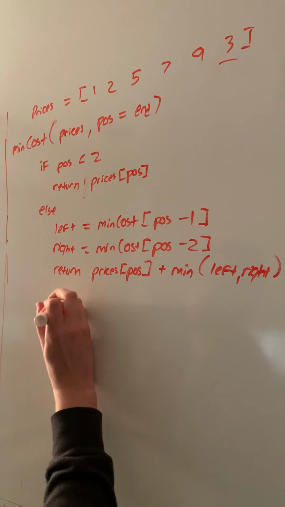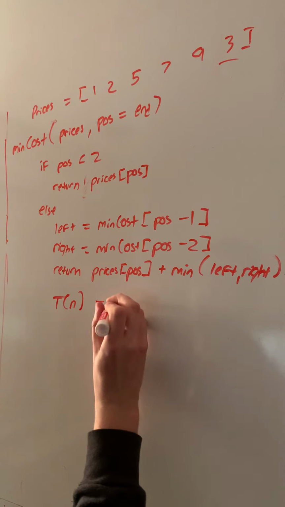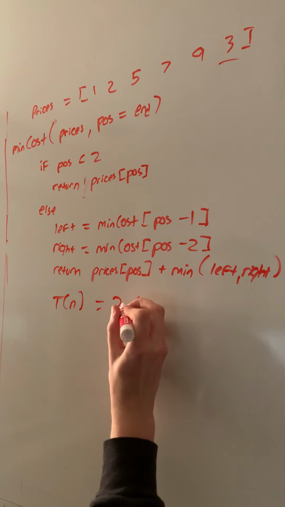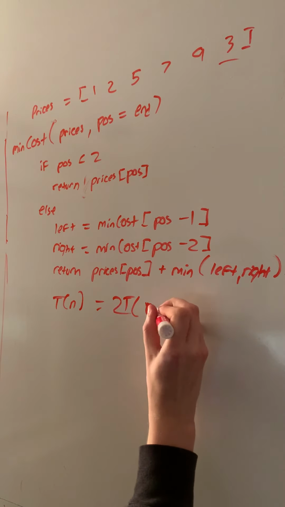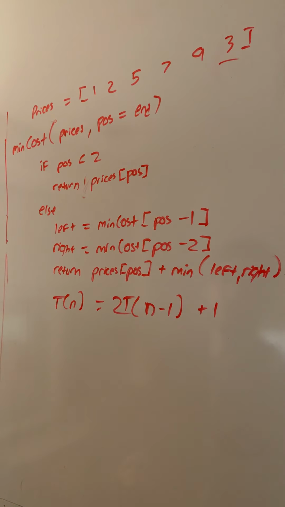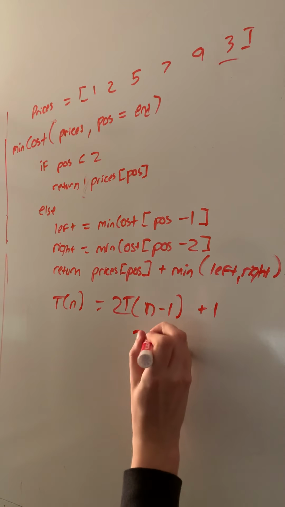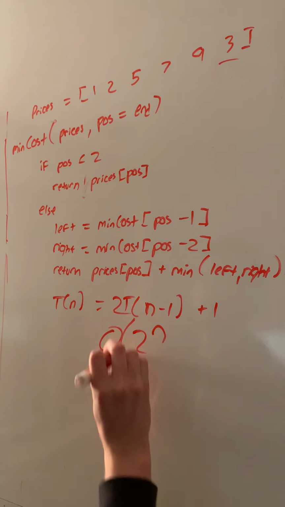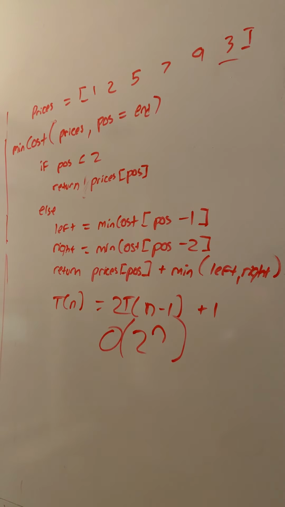This gives us a recurrence relation of T(n) is equal to 2T(n minus 1) plus some constant, which overall gives us an exponential O of 2 to the n. Now we're going to think about improving this.